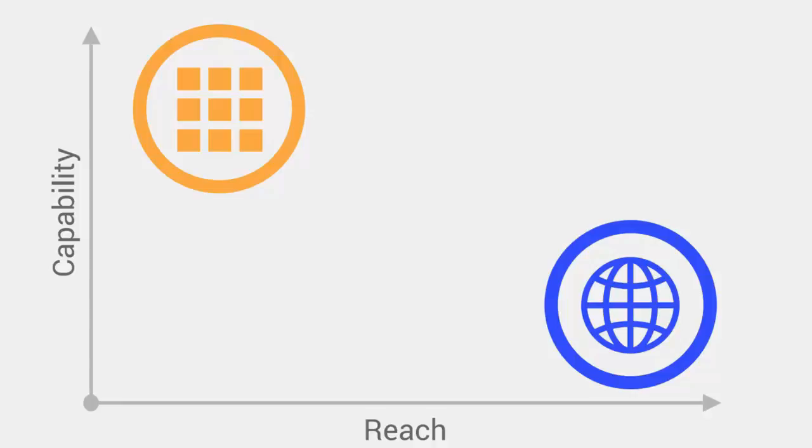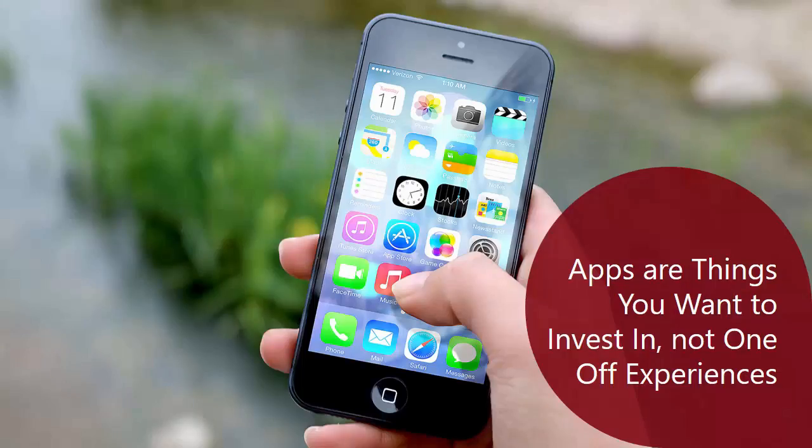So let's go back to our capability and reach graphic. Now, we've already established that native apps are perceived to have more capabilities, but the web has much better reach. So who really has the clear advantage here? Well, remember, apps are things you want to invest in and not one-off experiences. The web tends to be a one-off experience. But if you can provide a good enough experience, maybe the web can become something that people invest in.